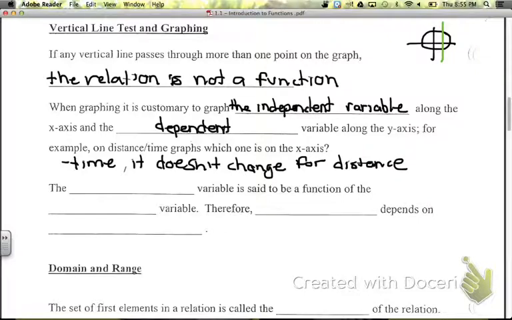So if we talk further about our independent and dependent variables, we can state that the dependent variable is said to be a function of the independent variable. Therefore, distance, for our above example, depends on time.